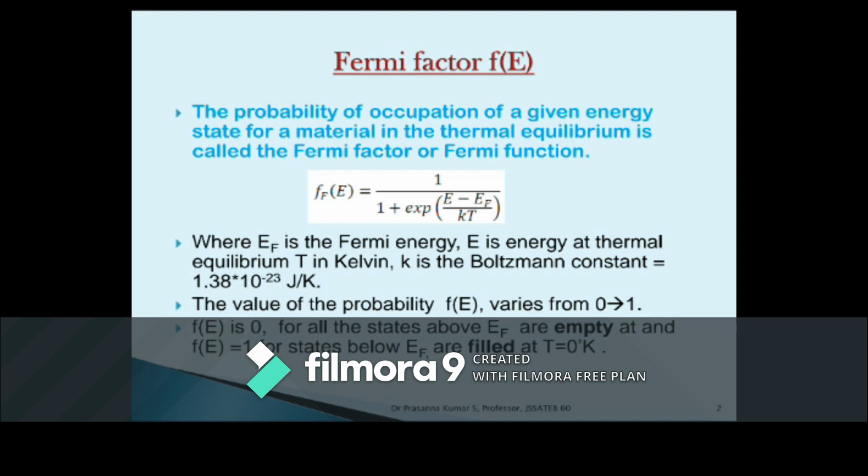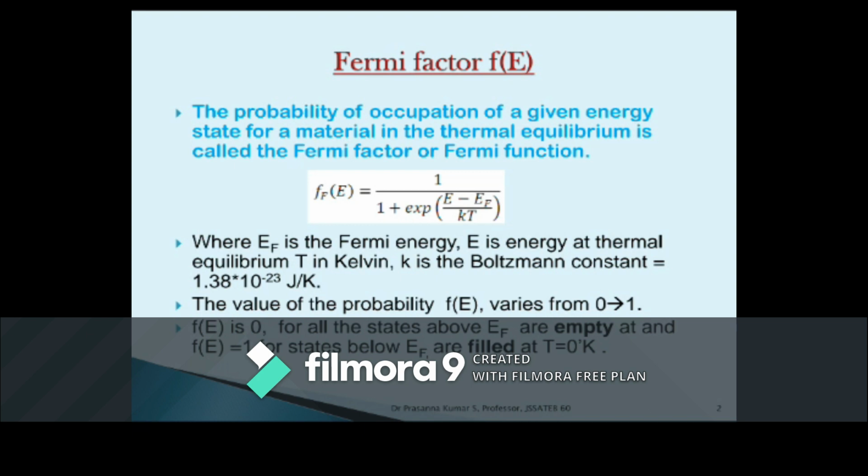So we can define the Fermi factor as the likelihood or the probability of any given energy state in the material at thermal equilibrium. This is also called the Fermi function. And this Fermi function f(E) is given by 1 divided by 1 plus exponent of (E minus EF) by kT. Here in this expression, EF is the Fermi energy, E is the energy at any temperature T, and k is the Boltzmann constant.